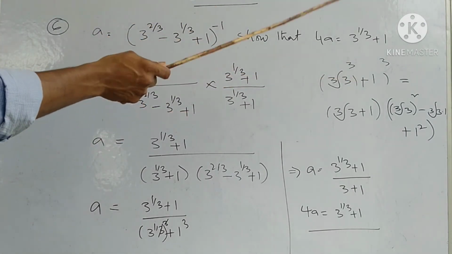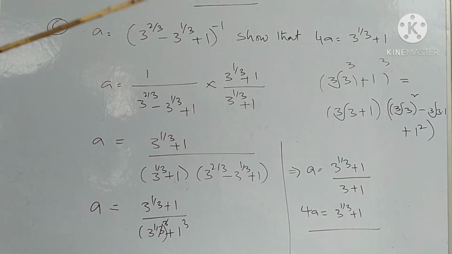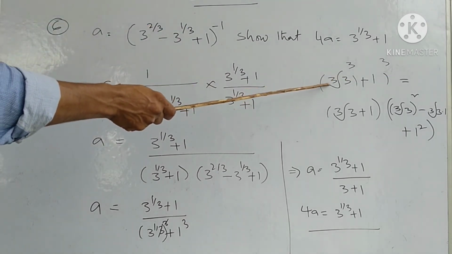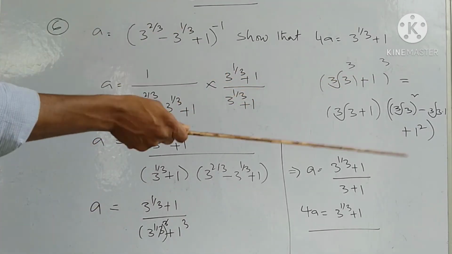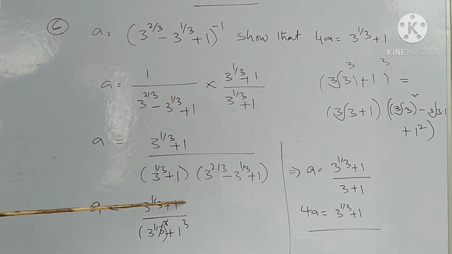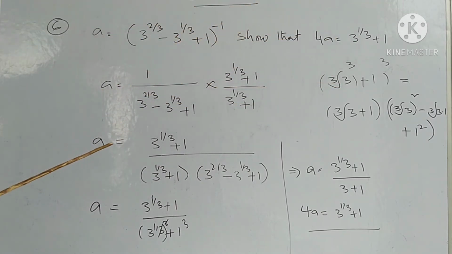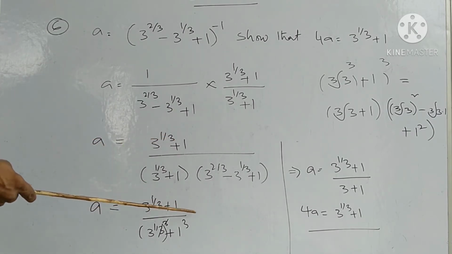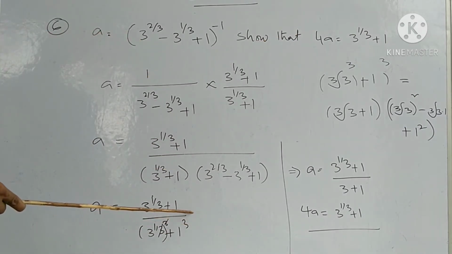So a plus b means the third root of 3 plus 1, into a square minus ab plus b square, which means the third root of 3 whole square minus the third root of 3 into 1 plus b square, which means 1 square. So it is of the form the third root of 3 whole cube plus 1 cube, so a cube plus b cube. So here a is equal to (the third root of 3 plus 1) over ((the third root of 3) whole cube plus 1 cube).